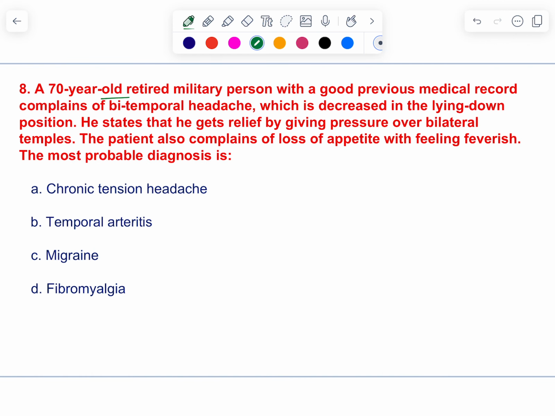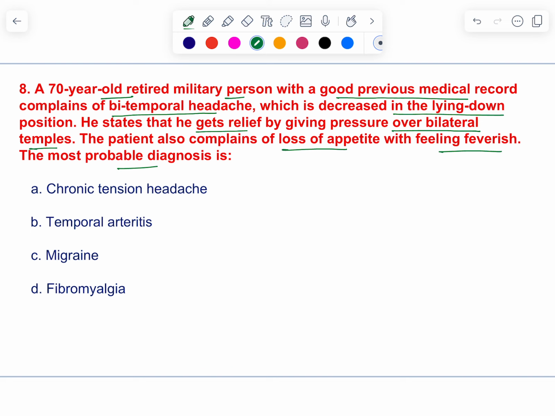A 70-year-old retired military personnel with a good previous medical record complains of bitemporal headache, which is decreased in lying down position. He states that he gets relief by applying pressure over bilateral temples. The patient also complains of loss of appetite and feeling feverish. What do you think is the most probable diagnosis? Chronic tension headache, temporal arteritis, migraine, or fibromyalgia?